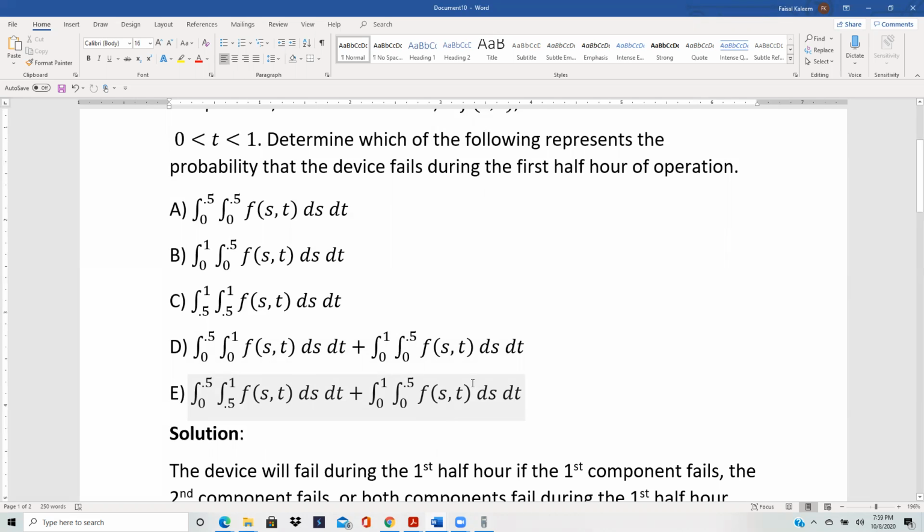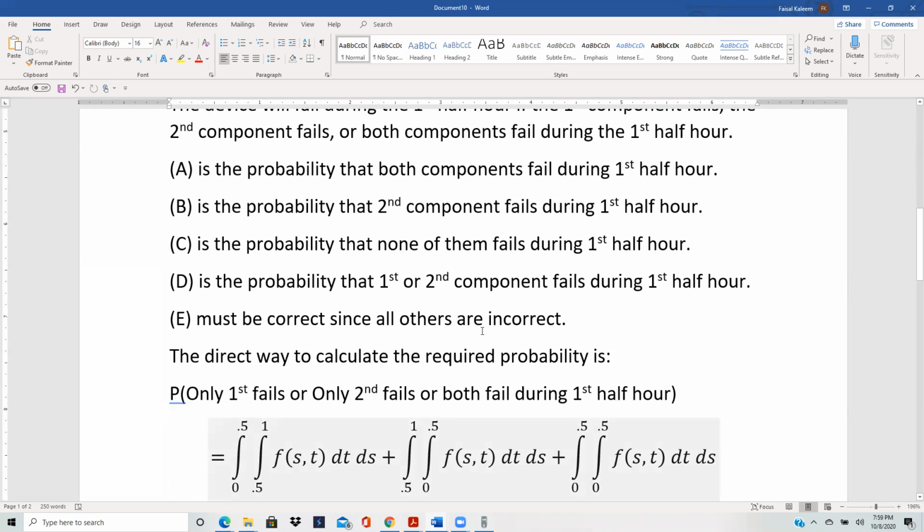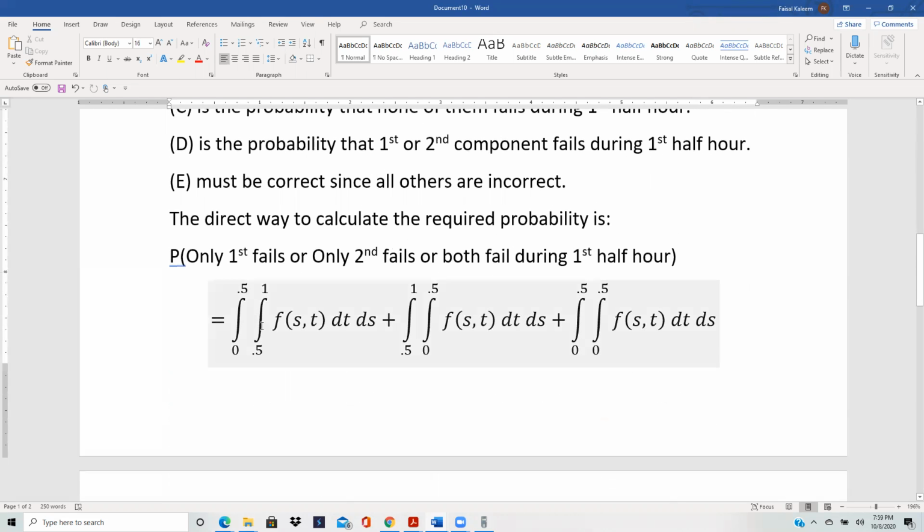To see directly how E is correct, we know that we're looking for either only the first fails or only the second fails or both fail during the first half hour. So only the first fails will be this double integral because S is the first one and the 0 to 0.5 limits correspond to S. Remember, the outer limits correspond to the outer variable. So this is saying that only S fails and T does not fail. So that means T goes from 0.5 to 1. I mean, T does not fail during the first half hour, so it fails during the second.